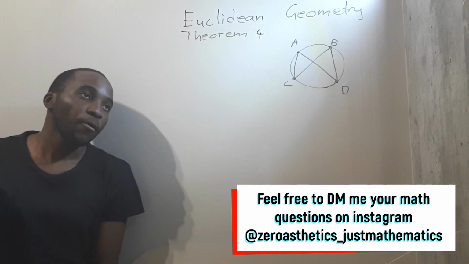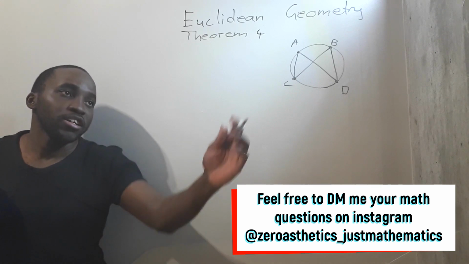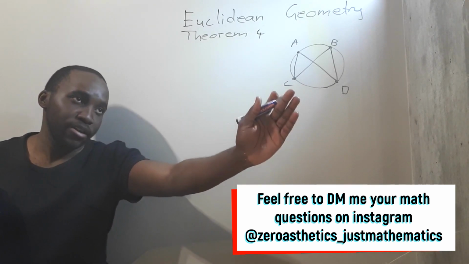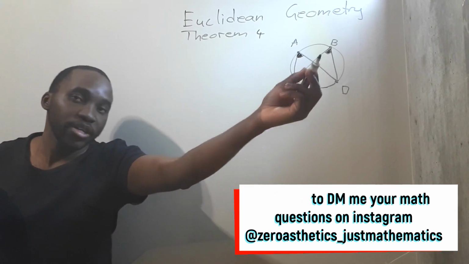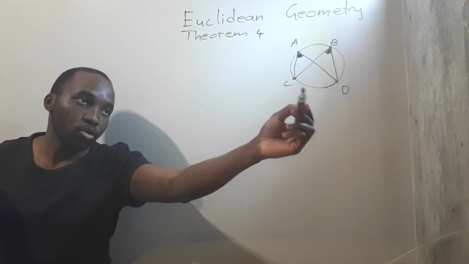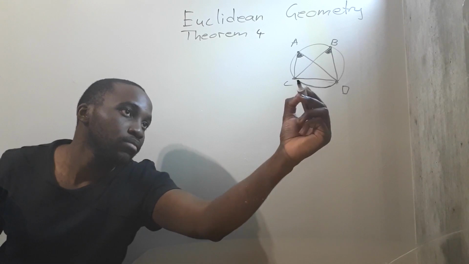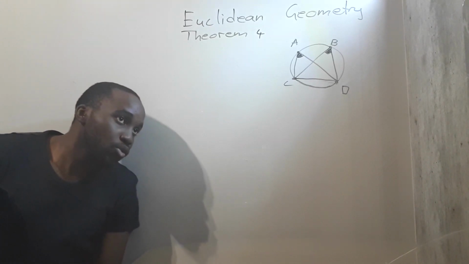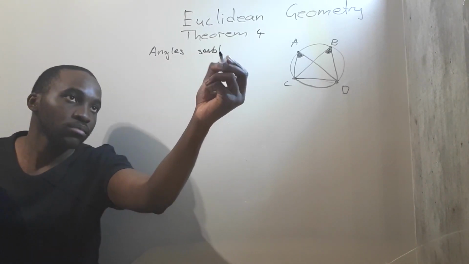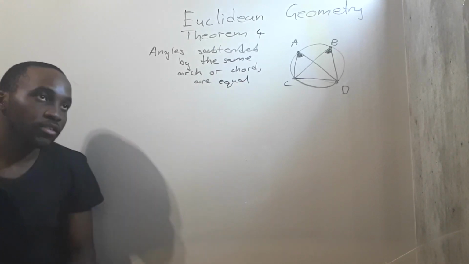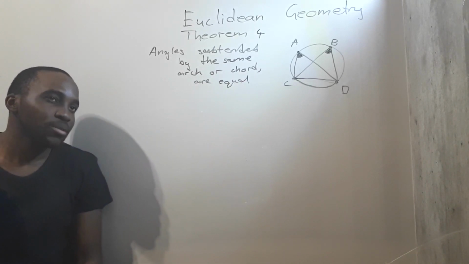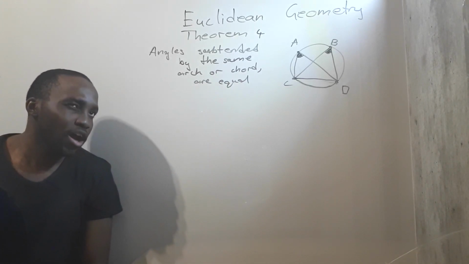So with Theorem 4, we want to keep in mind, in a sketch that is mapped out in this manner, A will be equal to B if they are both subtended by the same arc or the same chord. So if we write that out, this is what we could write out. Angles subtended by the same arc or chord are equal.